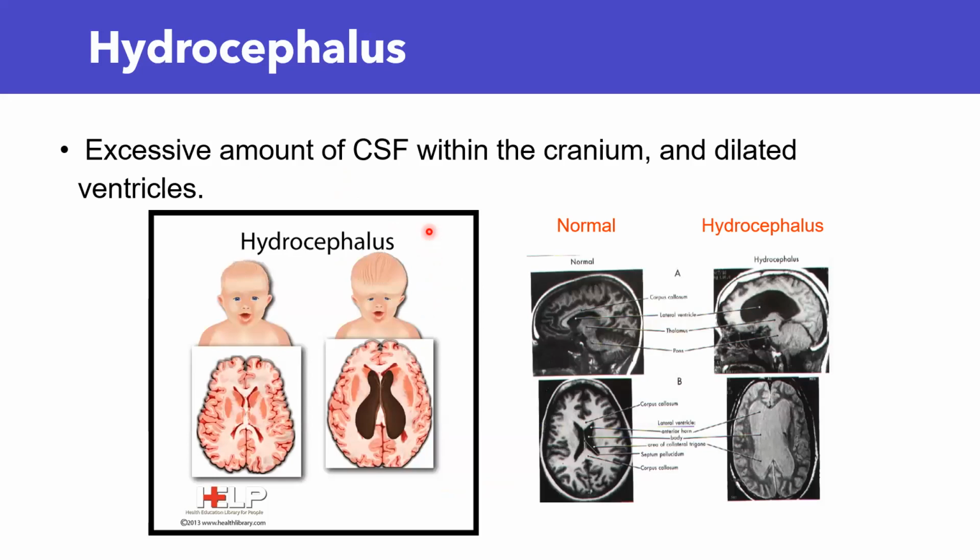Another clinical condition is hydrocephalus. It is defined as an excessive amount of CSF within the cranium and dilated ventricles. It usually happens in a baby. This is the appearance: the baby will have a big head. There are some features of hydrocephalus, and this is how it looks under radiograph imaging. This is normal, and this is dilated ventricles in hydrocephalus.